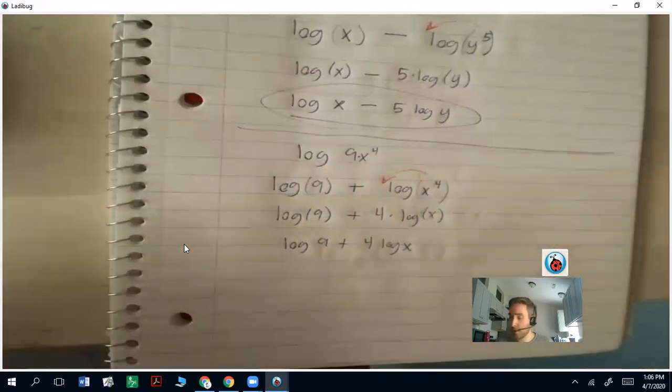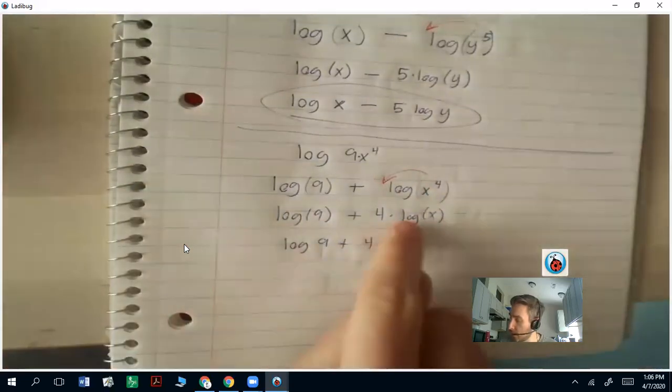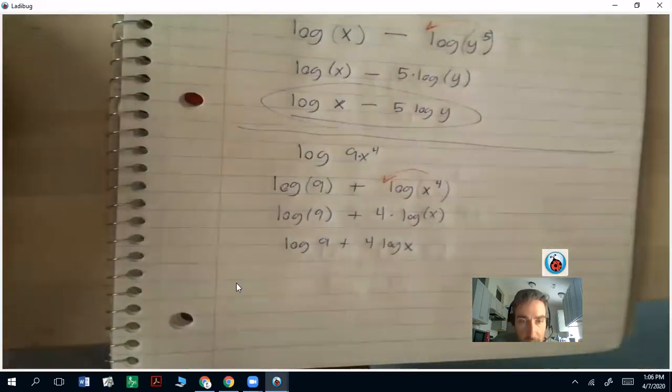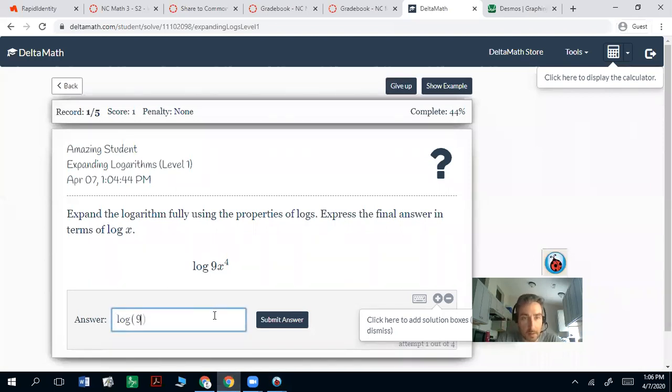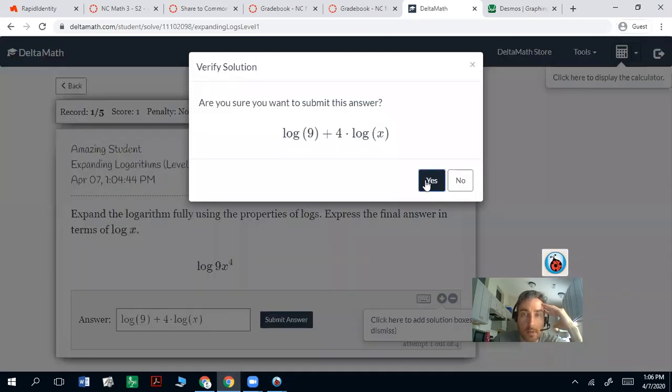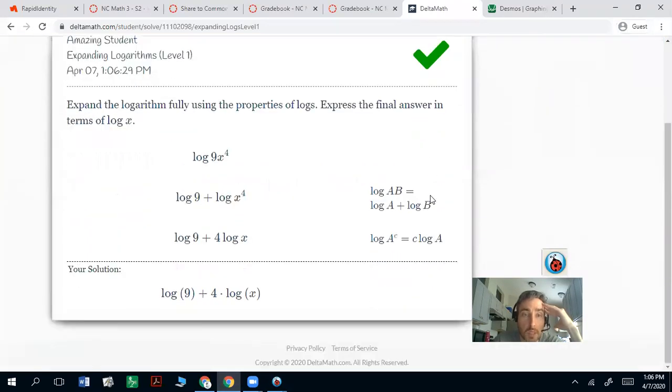Now, out of curiosity, I'm going to put it in with the times symbol and the parentheses and just see if it accepts that. That way, if you accidentally put that in there, it doesn't count wrong. So let's just see. Log of 9 plus 4 times log of x. Well, it takes it. Cool. So yeah, you can put that in there if you want.